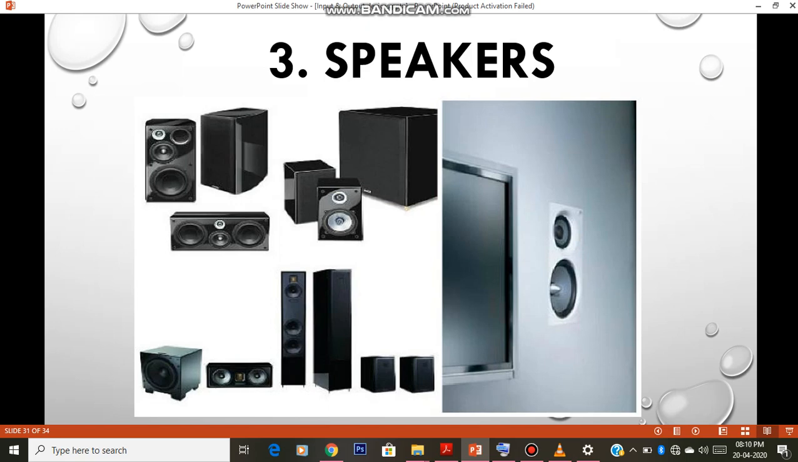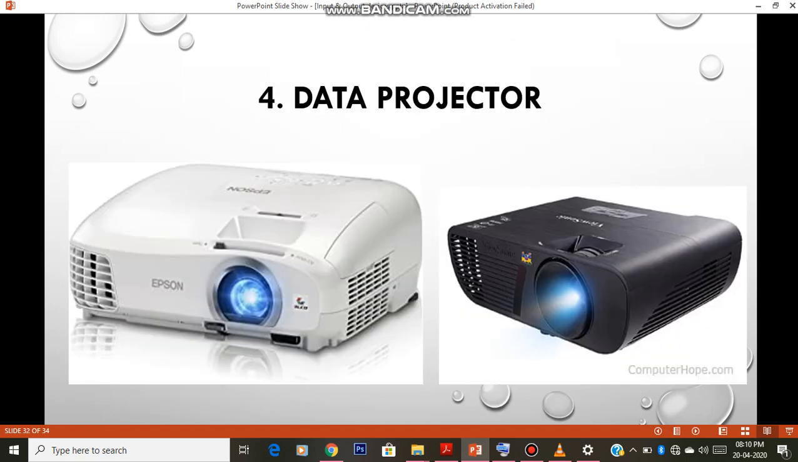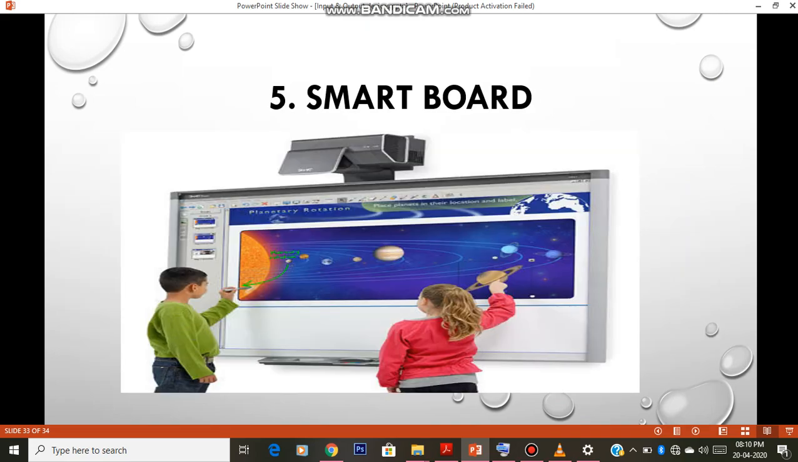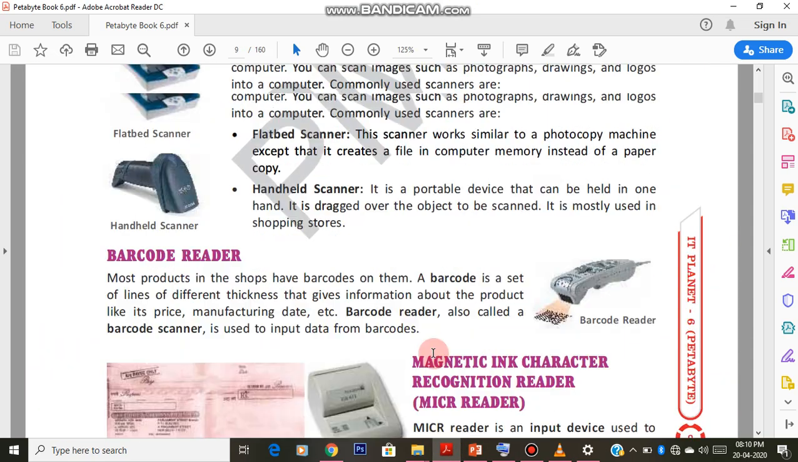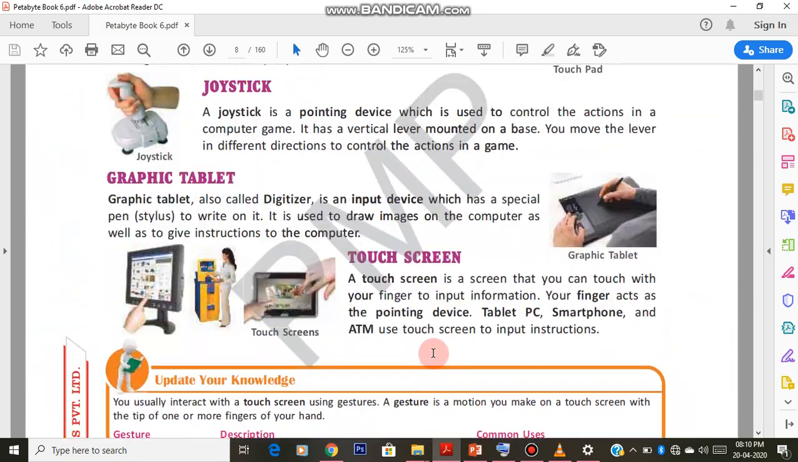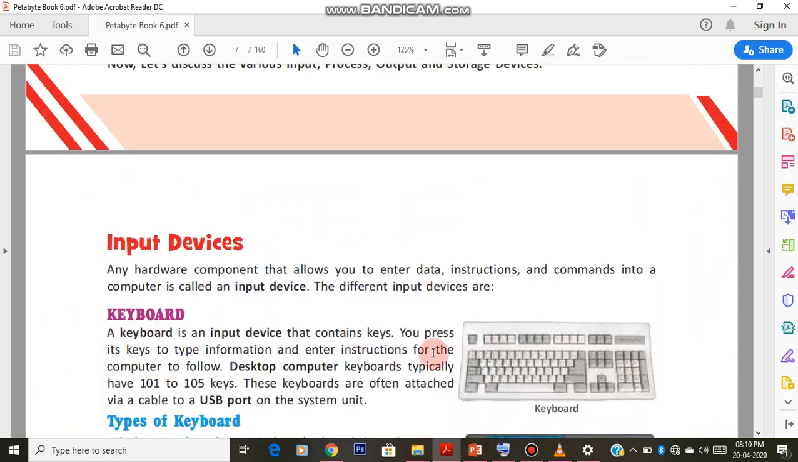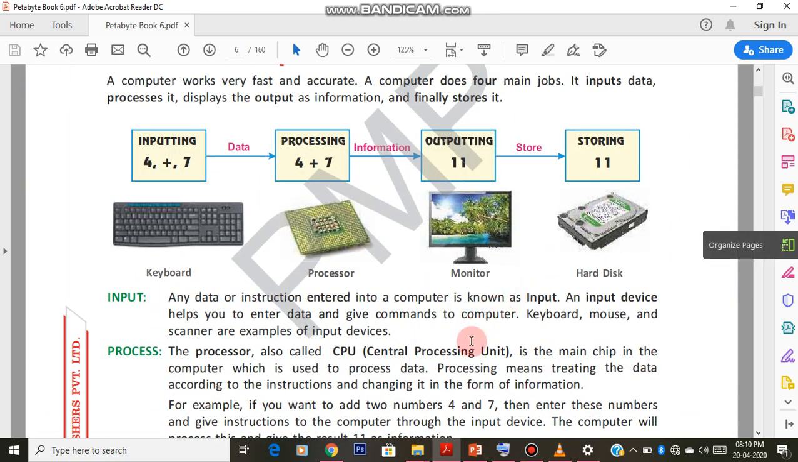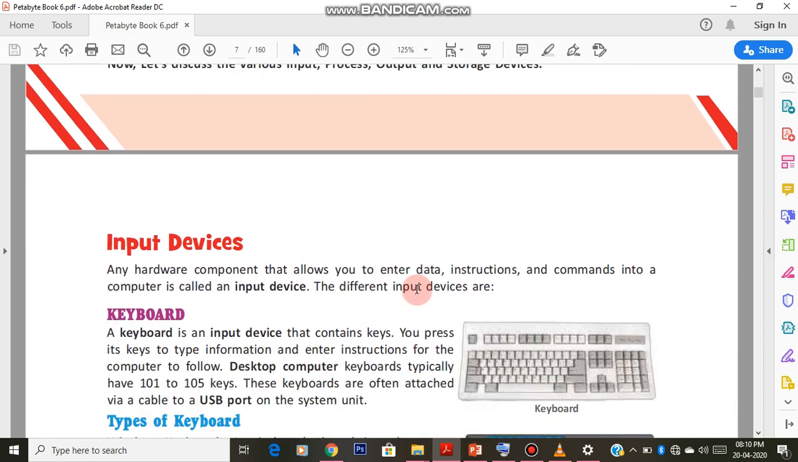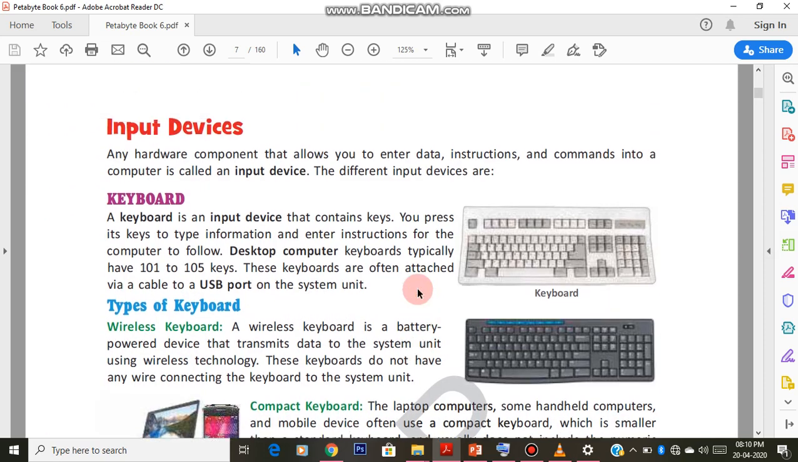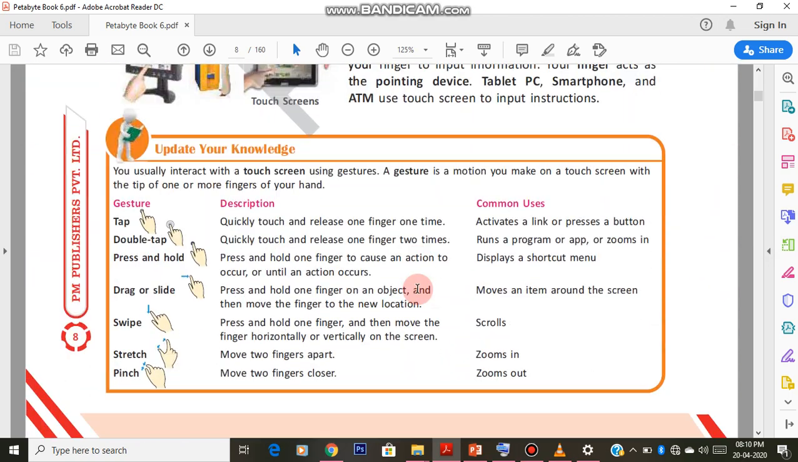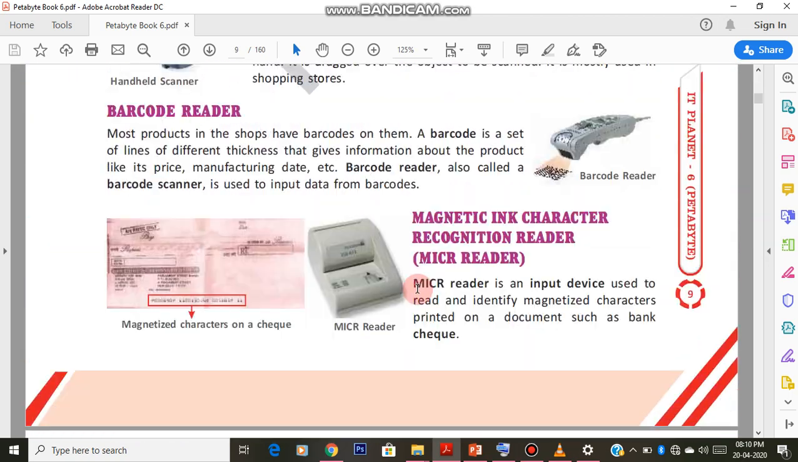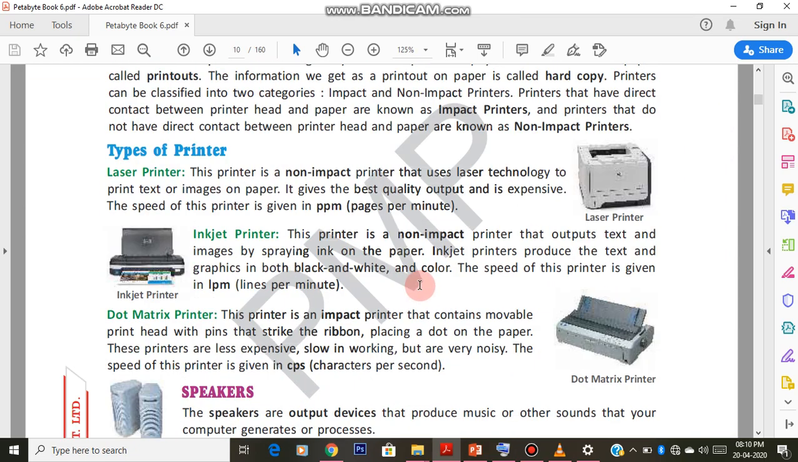Next output device was speakers. Next is data projector and smart board. Okay, that's all. So today we have learned how the computer works. They have given this example. Read this properly. And next we saw different input devices and output devices. Okay.